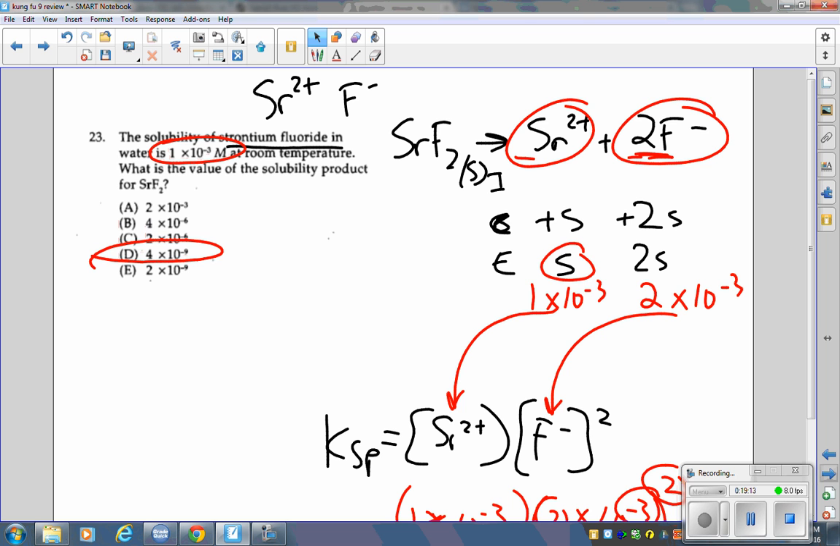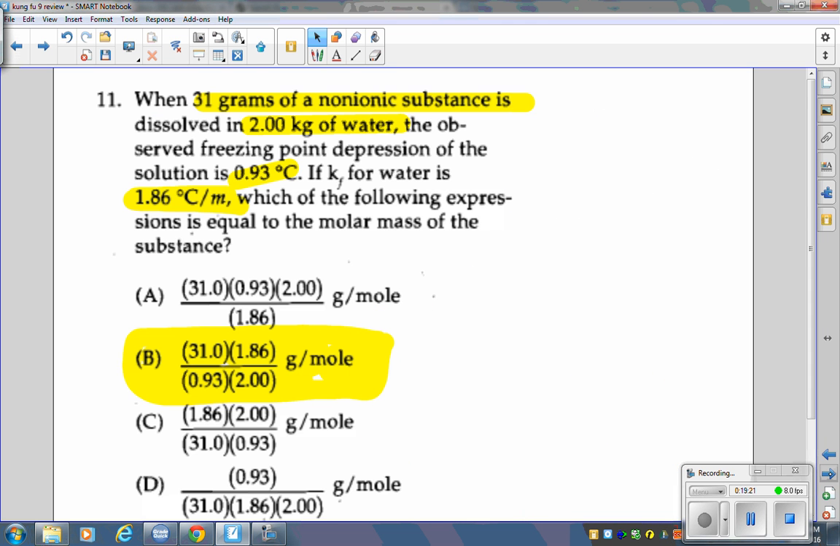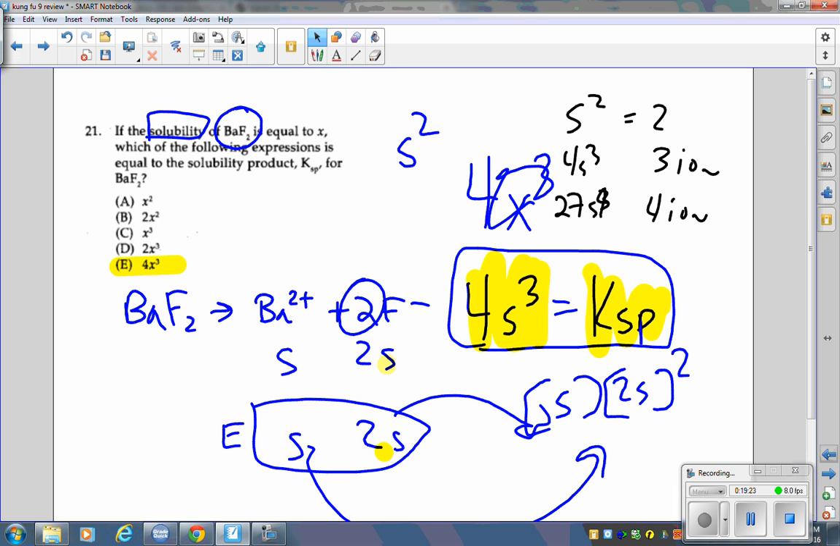So when you find S, you're finding the molarity of the ion in solution. That's what we're finding. Then the shortcut-wise, if you look here, you know that it breaks into 3 ions because it goes S and then 2S. That's how you know 4S cubed. They use X, it's the same thing. You can use either one. It's the same idea.